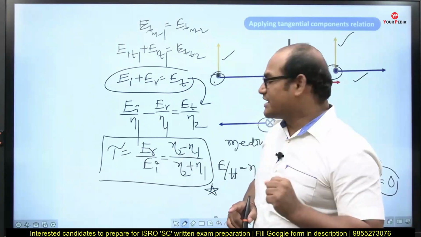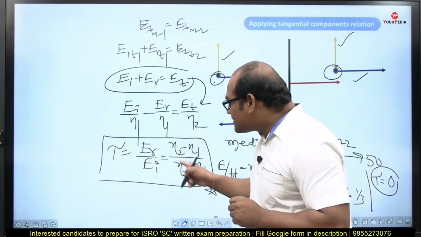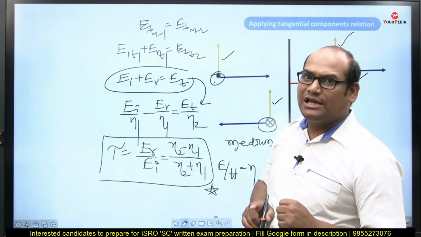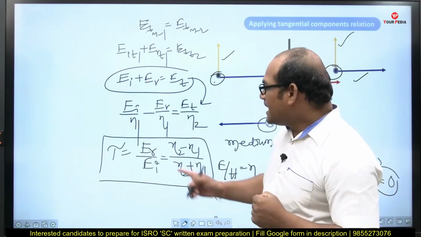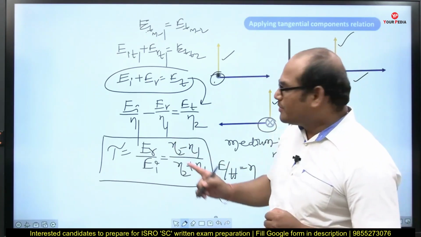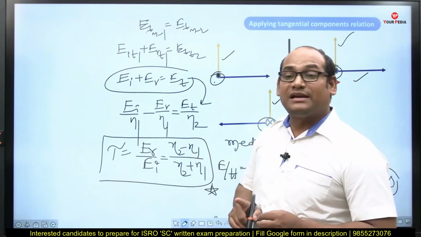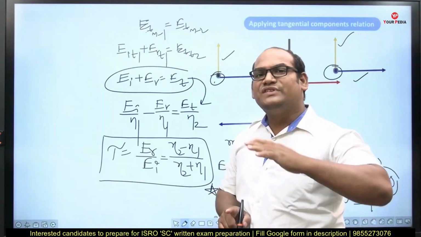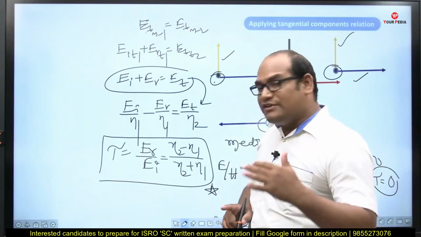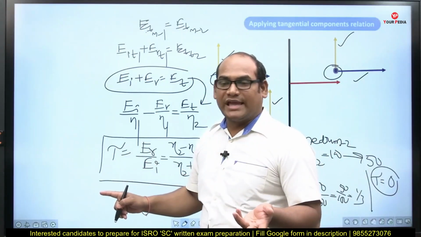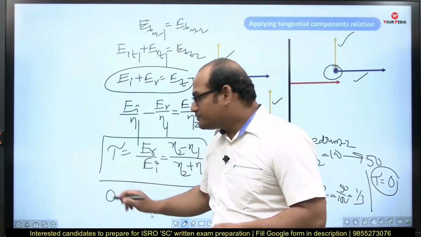Next, what is the range of this particular reflection coefficient? Tau is nothing but, see here very carefully, this numerator is always lesser than the denominator. That means it is always less than 1. If there is no reflection, then what is the value of tau? 0. So the minimum value is 0.